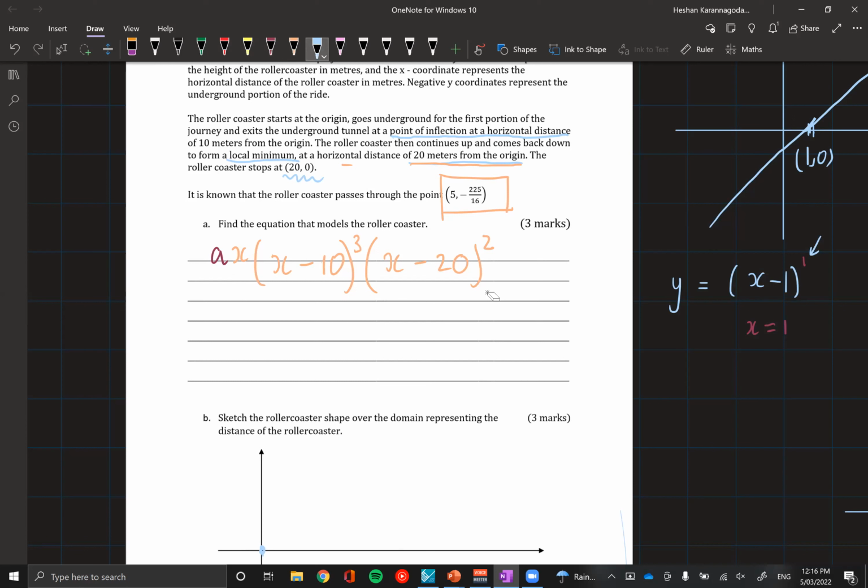So the equation that we have so far is just y = ax(x - 10)^3(x - 20)^2, right? And now we have to find the value of a in order to find our dilation. So what does dilation mean essentially?